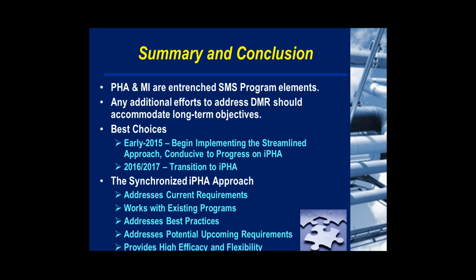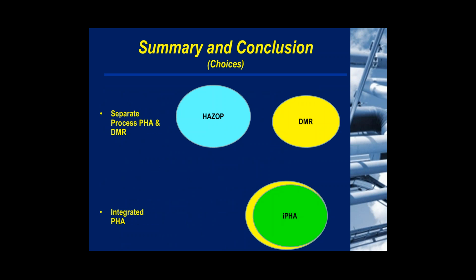PHA, process hazard analysis and mechanical integrity, are already part of every major safety management system program in the United States, onshore with PSM and RMP, and the state programs like CalARP, and offshore with SEMS.